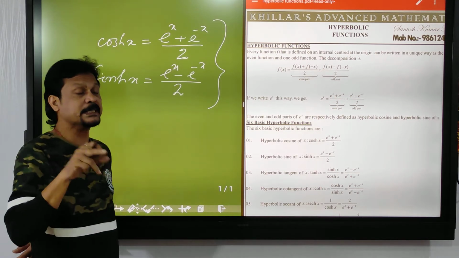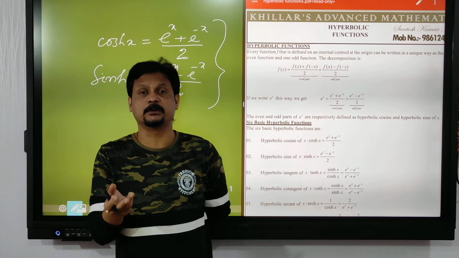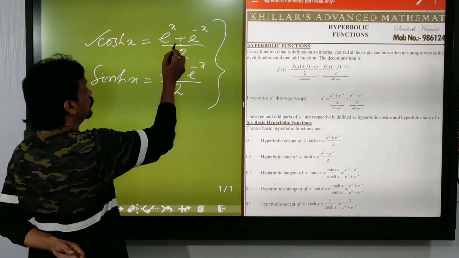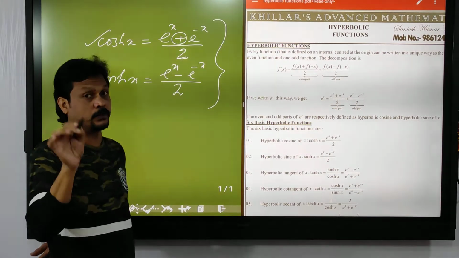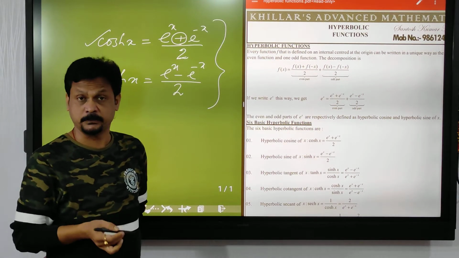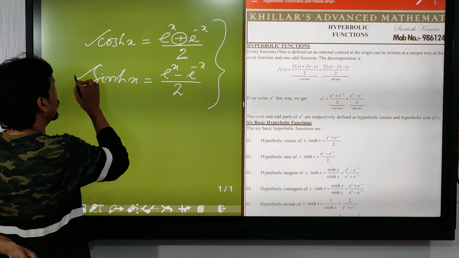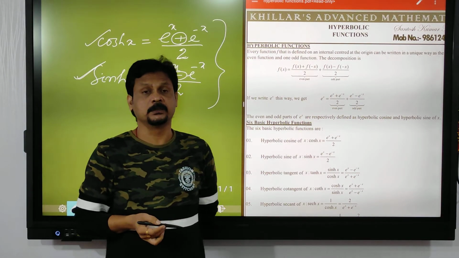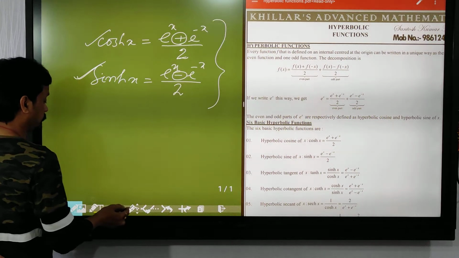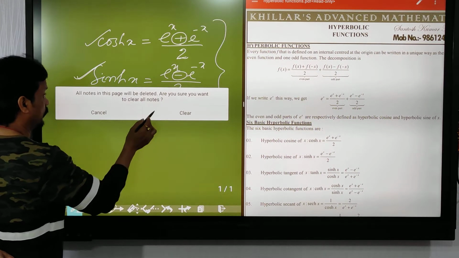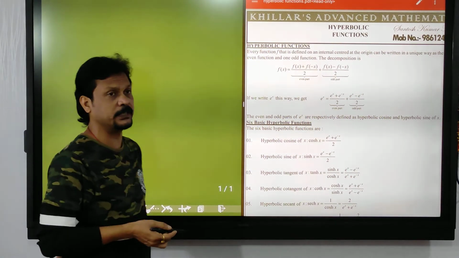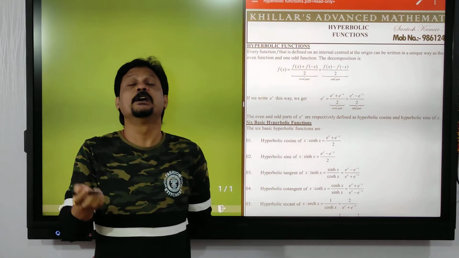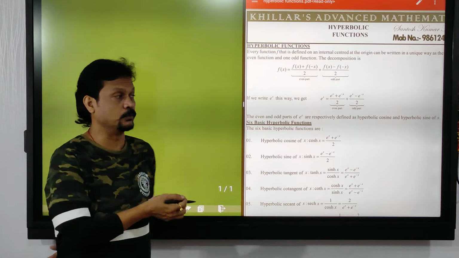Everything you can derive from these two formulas. Clear? Remember, cosh x is equal to e to the power x plus e to the power minus x divided by 2, because cos is even, so we should take positive. For even you should take positive, and for odd you should take negative. The sign is negative in an odd function. Clear? So see here. Remember these two formulas always. Cosh x is equal to e to the power x plus e to the power minus x divided by 2, and sinh x is equal to e to the power x minus e to the power minus x divided by 2.